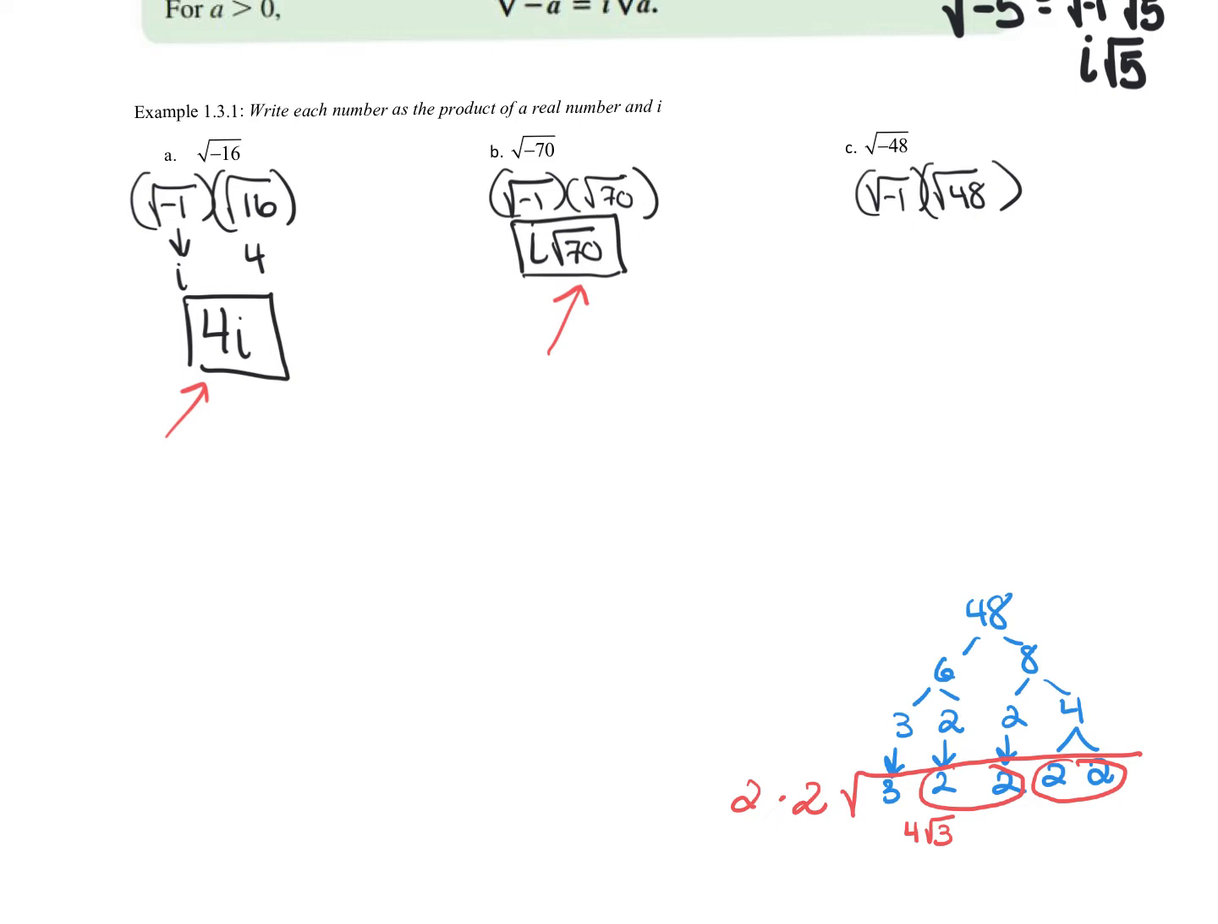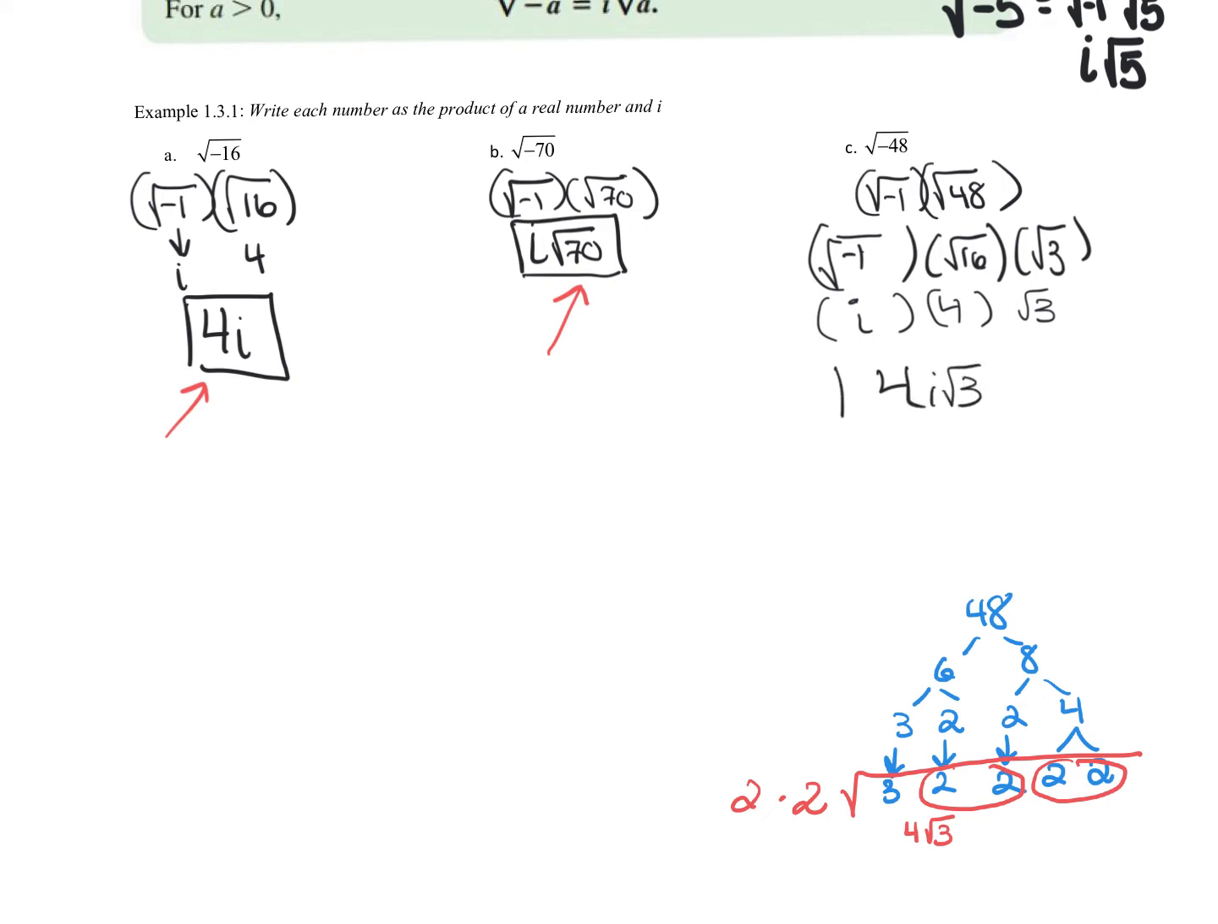I'm going to go back up here and do it the other way. So I have the square root of -1. I told you that 48 was the square root of 16 times 3. The square root of -1 is called i. Square root of 16 is 4. Root 3 is just root 3. And then we write this in order. 4i root 3. Which is the same thing we got down here. So either way works.